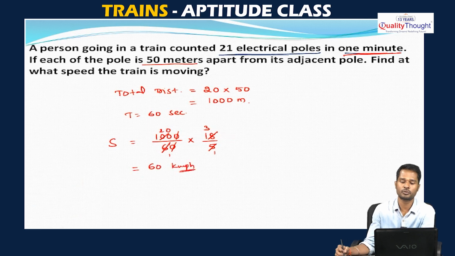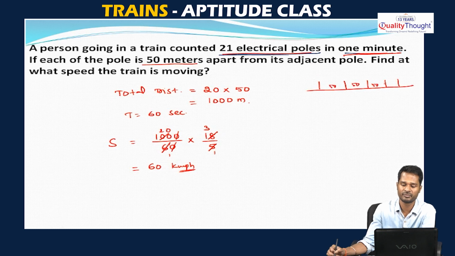See, in this case the total distance is, there are 21 electric poles, for example like this 1, 2, 3, 4. Each pole has a distance of 50 meters from the other pole. So, 50, 50, 50. If there are 21 electric poles, we will have 20 gaps. Each gap is 50 meters, so 20 gaps is 20 into 50, that is 1000 meters.